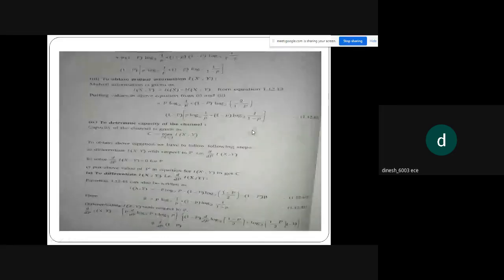Okay, let me move on to the next. On further simplification, we will get this: p of 1 minus p log to the base 2 1 by p plus 1 minus p into 1 minus p log to the base 2 1 divided by 1 minus p. So 1 minus p, take it as common. So remaining will be p log to the base 2 1 by p plus 1 minus p log to the base 2 1 by 1 minus p.